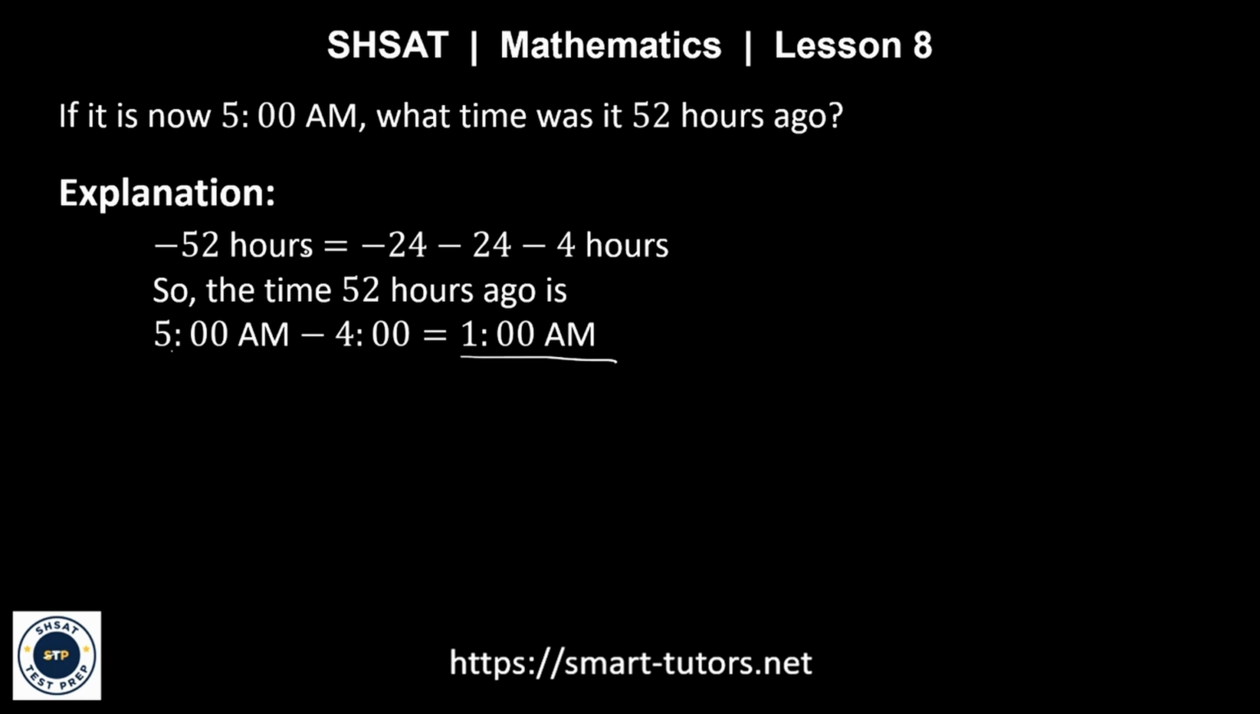Because, as you know, one day has 24 hours. So 52 has two 24s in it. If you divide it by 24, you'll have 24 twice, and you'll have a remainder of 4 more hours. So that means 2 days ago it was 5 a.m. exactly, and then if you subtract 4 more hours, you'll get 1 a.m.